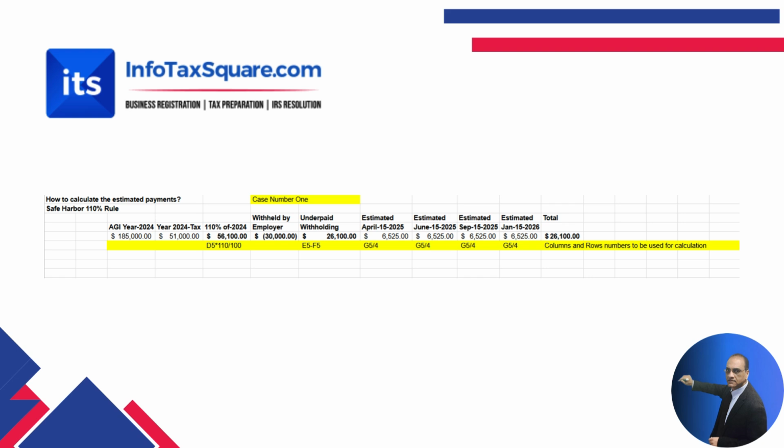$26,100 in 4 quarters, which are due on April 15, 2025, June 15, 2025, September 15, 2025, and January 15, 2026. And each quarter he has to pay $6,525 in order to cover his liability of $56,100, based on 110% of the 2024 liability, which was $51,000.